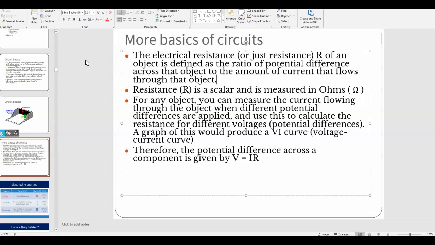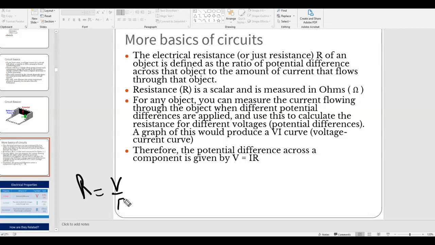So make sure you understand the definition of electric resistance. Basically, if you took any object, you measure the potential difference, the voltage across that object, you measure the current going through that object, and divide those two numbers, because a ratio means you're dividing. That ratio is defined to be resistance. And so I could write that as just R equals V over I, where V is a symbol for voltage or potential difference.